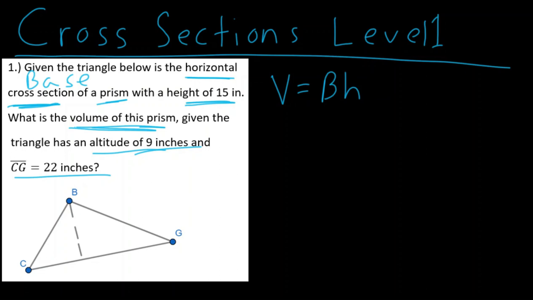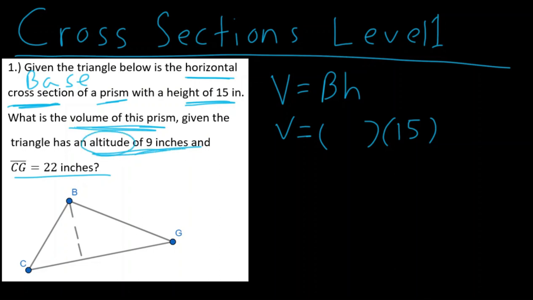And it says with a height of 15 inches. Well, wait a second. We already know the height. So I can write a parentheses for our area of the base and a parentheses for our height. However, we already know the height. The height is going to be 15. Okay. What's the volume? Okay, so, and the triangle has an altitude of 9 inches.